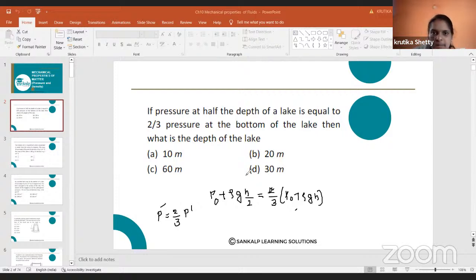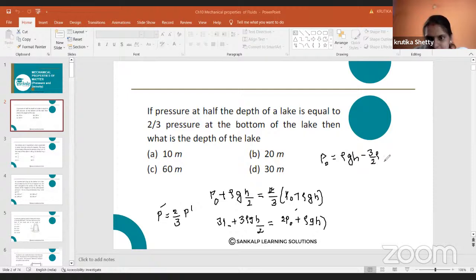So cross multiply the 3. What we can do is, I'll take this 3: 3 P0 plus 3 rho GH by 2 is equal to 2 P0 plus rho GH. Yes students? So 3 P0 minus 2 P0 is P0, right? P0 is equal to, here rho GH is there, and when it comes to this side it becomes minus 3/2 rho GH.